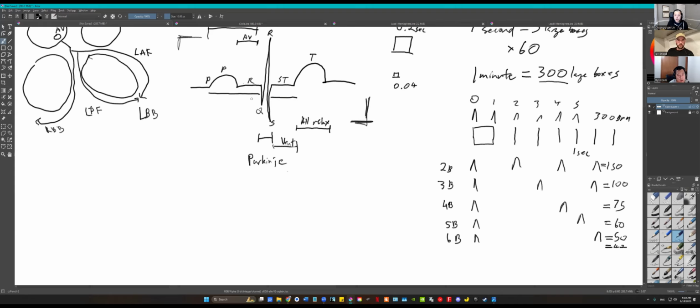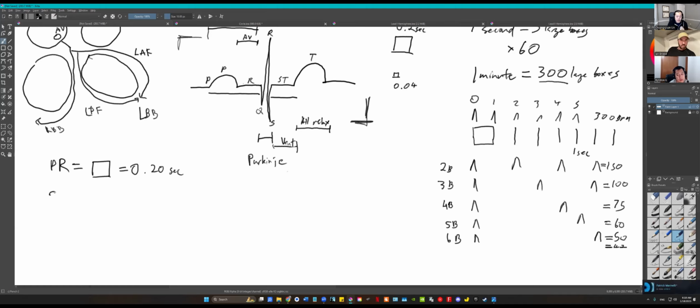So the PR, what we're looking for on the EKG if we're looking for heart blocks, for instance, the PR equals one large block, which is 0.20 seconds. So if you see a PR prolongation on the EKG, that means it's longer than 0.2 seconds. You can see it if the P to the R is bigger than one large block.